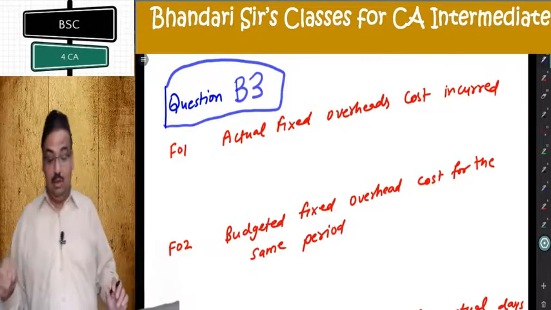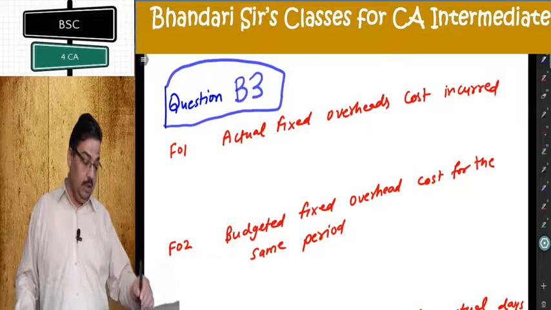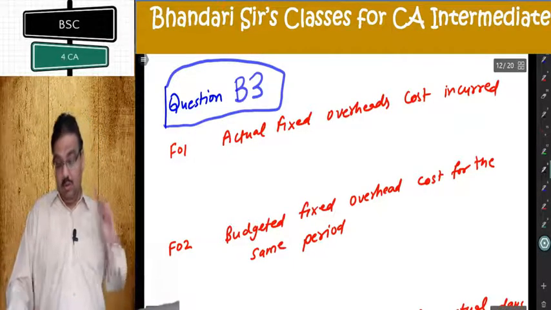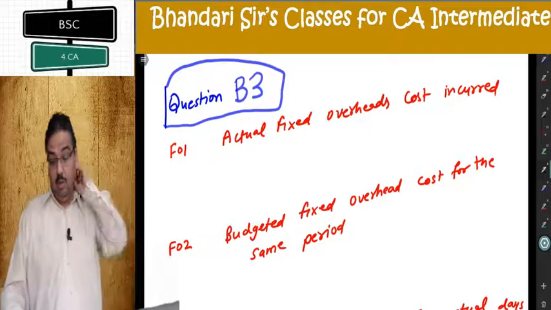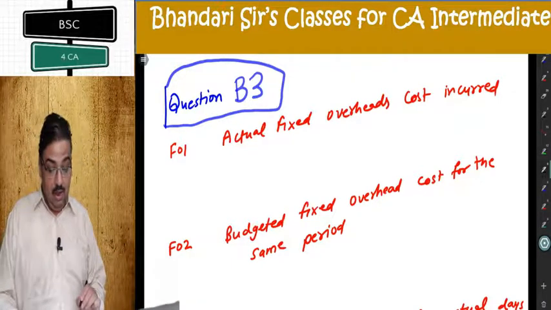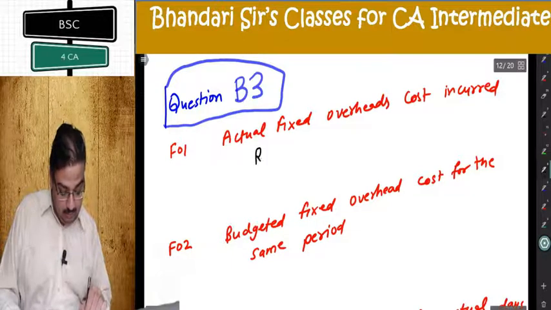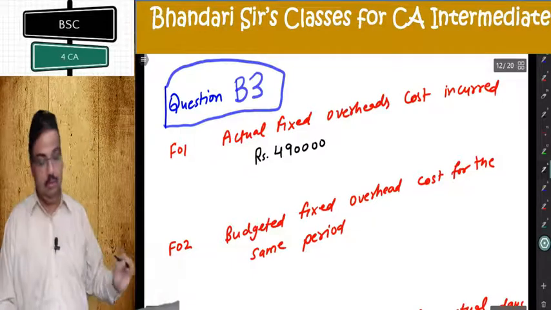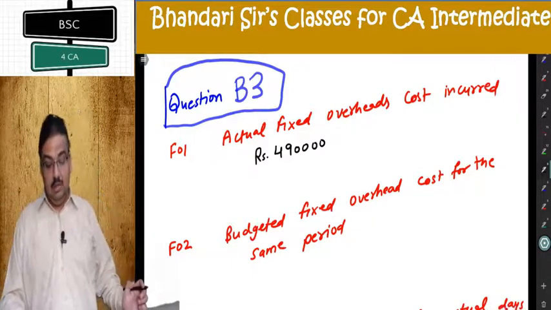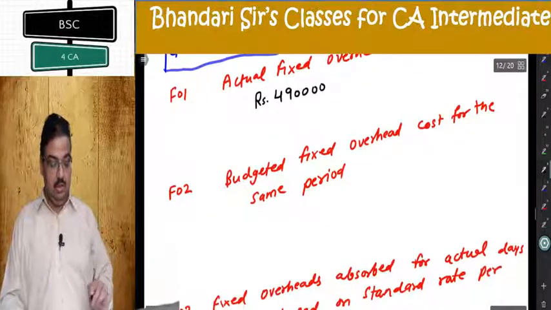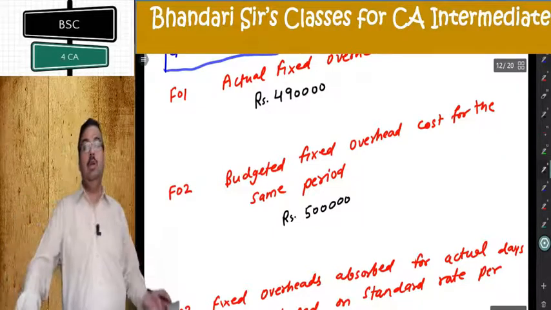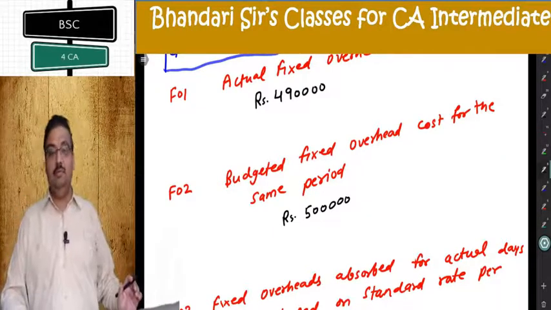FO1, actual fixed overhead cost incurred. It is given in the question. The budgeted and actual are given in the third row in the amount columns. You are given actual 4,90,000. Similarly, budgeted you are given against this rupees 5 lakh.